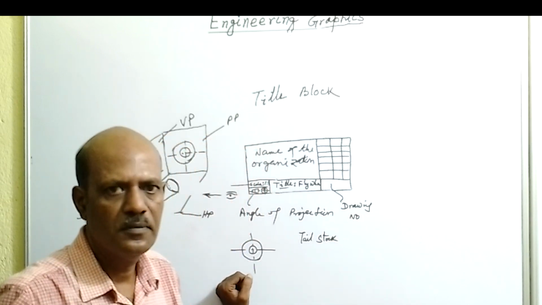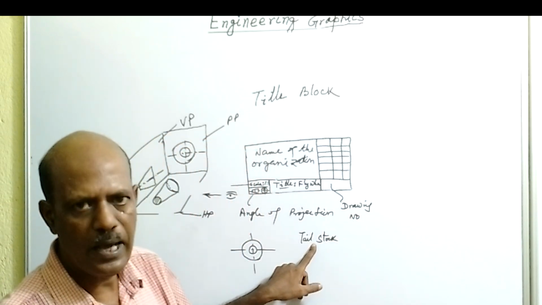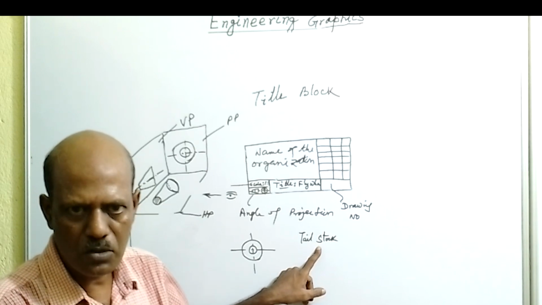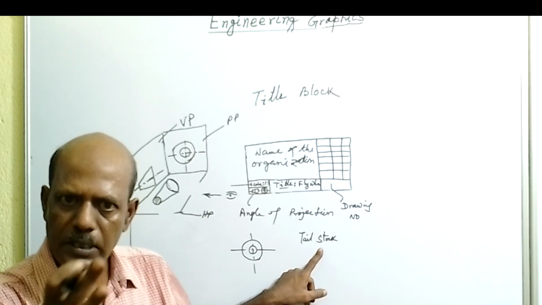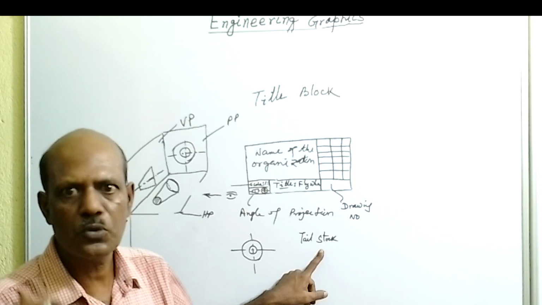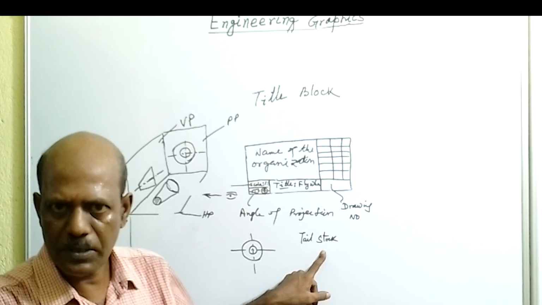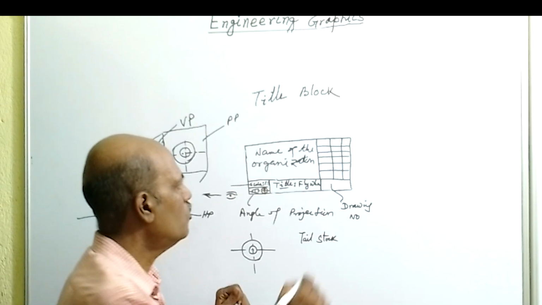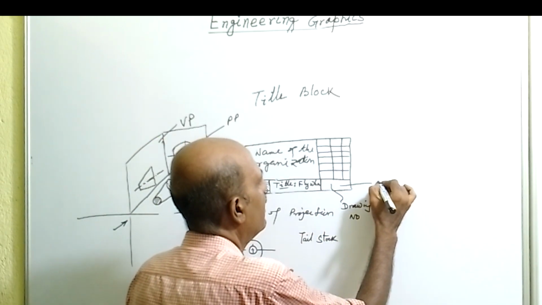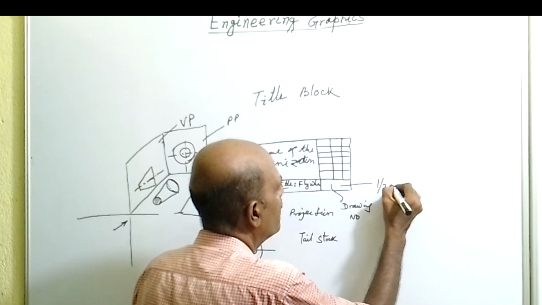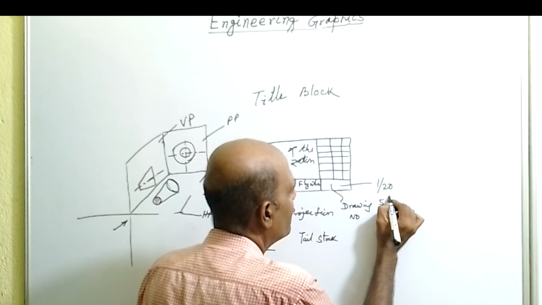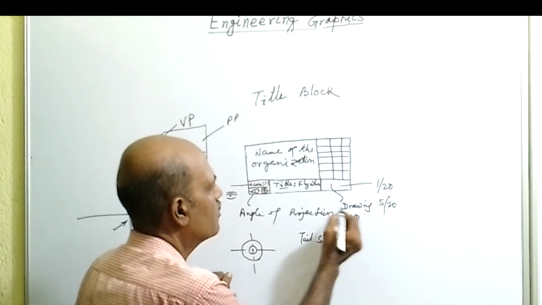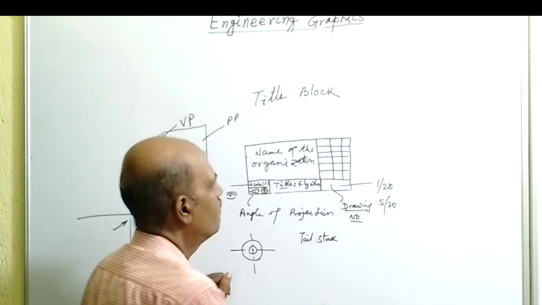Sometimes a particular component has more than one drawing. Say a tailstock has several parts, so it may have 10 drawings, 15 drawings like this. So 15 drawing sheets. That information will be written here, say 1/20 or 5/20, in the space that is called the drawing number.